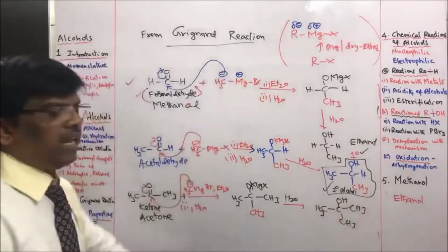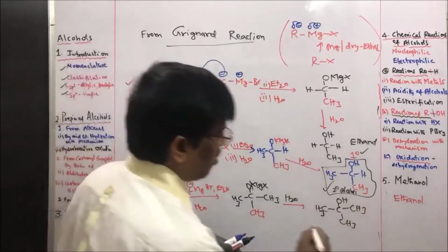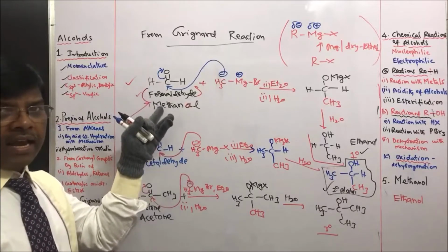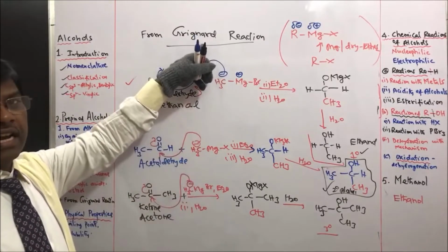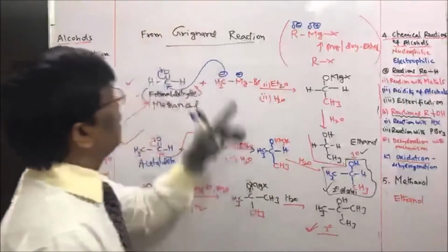What is the alcohol here: primary, secondary or tertiary? This is a tertiary alcohol. All aldehydes other than formaldehyde are going to give secondary alcohols through Grignard reaction. All ketones are going to give tertiary alcohols in Grignard reaction.